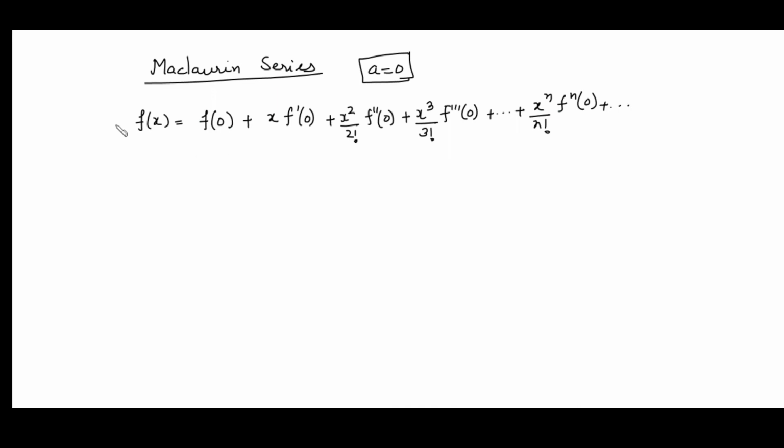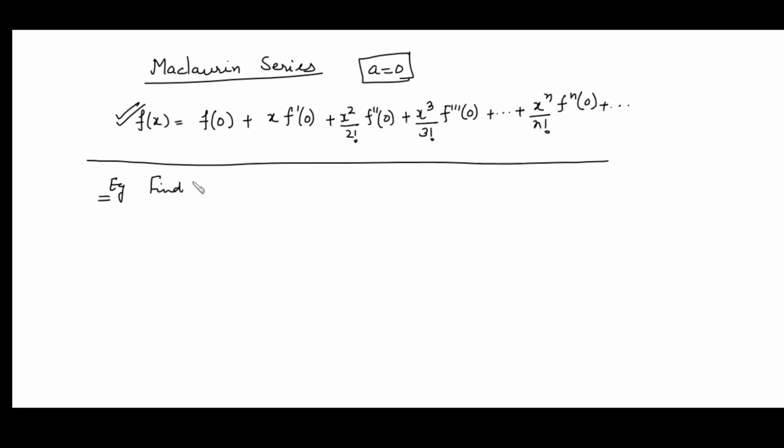And so on. So this is the Maclaurin series generated by this function. Maclaurin series generated by this function means the Taylor series of the function at the point 0. Now for example, find out the Maclaurin series of the function e to the power x.